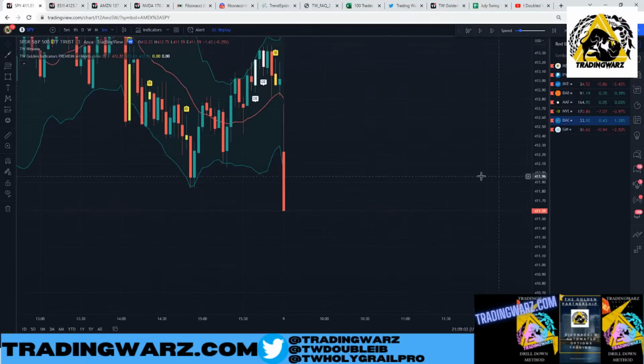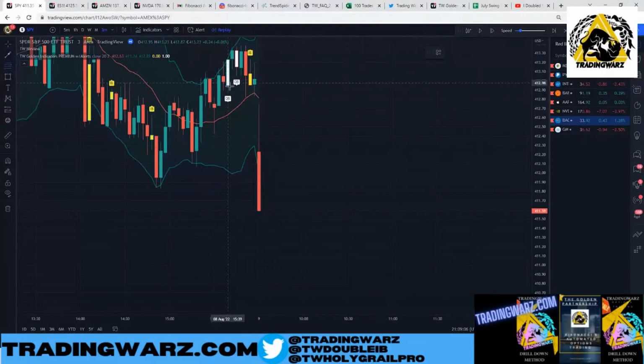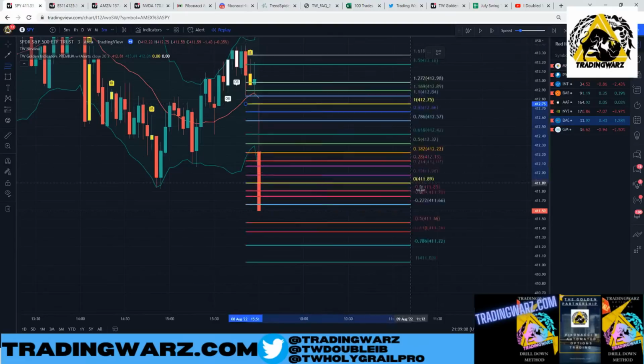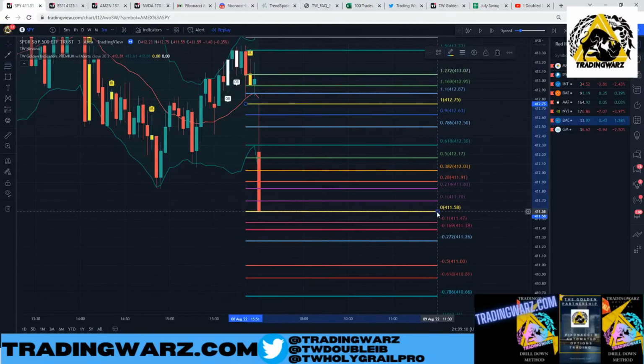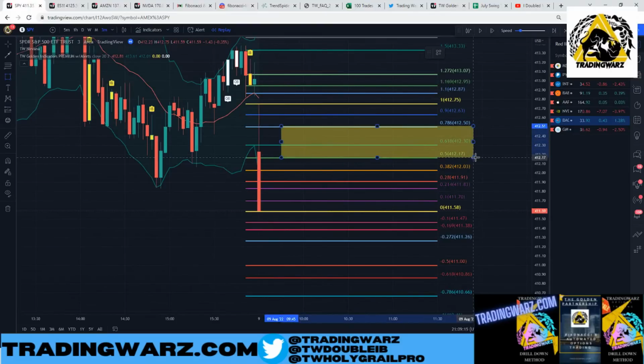So what you do on here, the first fib, take your Fibonacci, put it on the first candle like this, high to low. Okay. And the area that we focus on is always the golden zone. The golden zone is from the 50 to the 786. That's the golden zone. Okay.